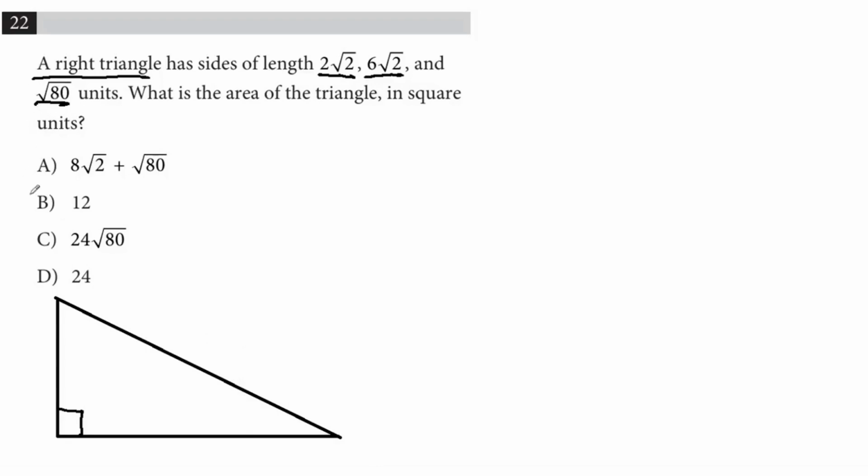Now, I can just tell it's going to be the square root of 80, not because it's the biggest number necessarily, but what I know is this. I know the square root of 81, and I know the square root of 64. Square root of 81 is 9. Square root of 64 is 8. And so I know that this length here is a number somewhere between 8 and 9, which is more than both 2 times the square root of 2 and 6 times the square root of 2. So this side here is going to have to be the square root of 80.